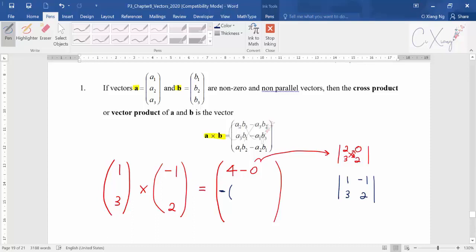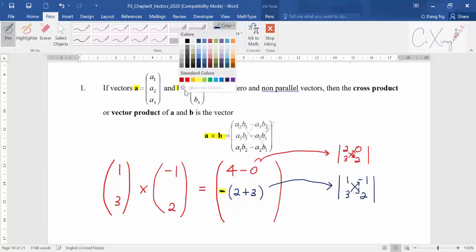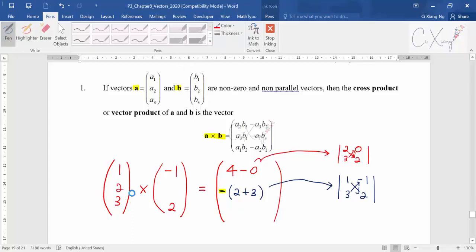So you take again 1 multiply with 2, you get a 2, minus 3 multiply with -1. So minus -3, therefore you have positive 3. Okay, so this is how we get the second value here. The second value is a bit special because you need to put a negative in front. Alright, then after that, this is 2 and this is 0, right?